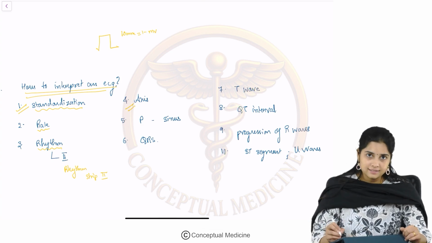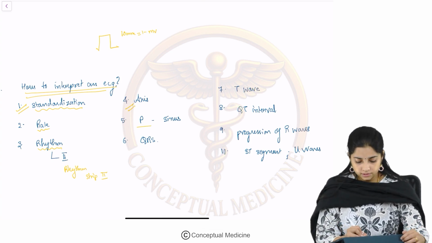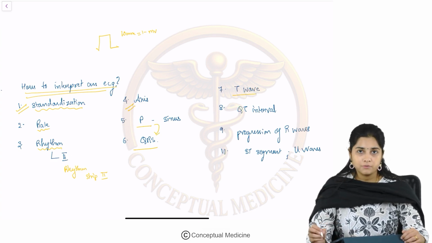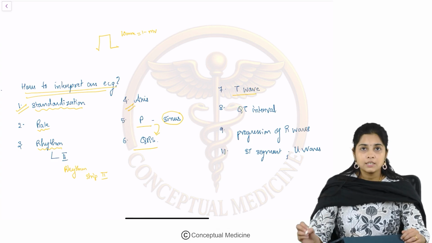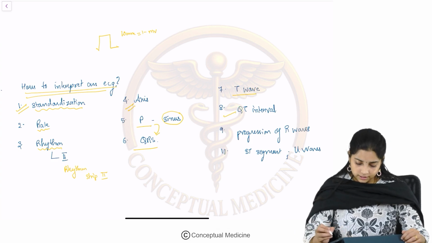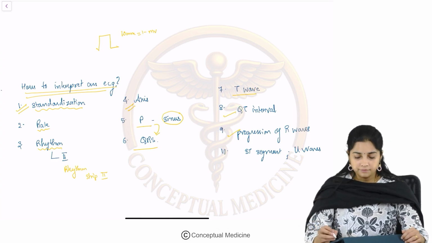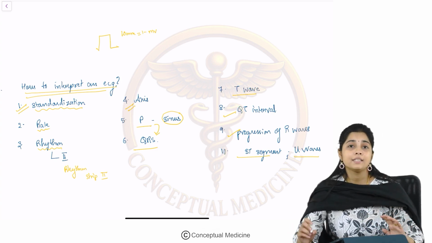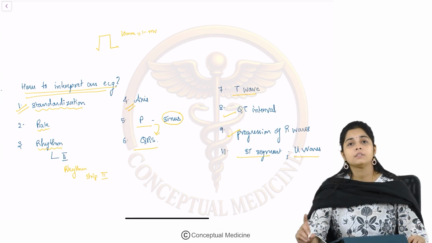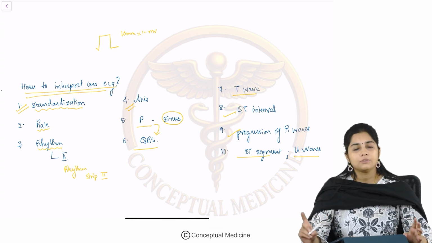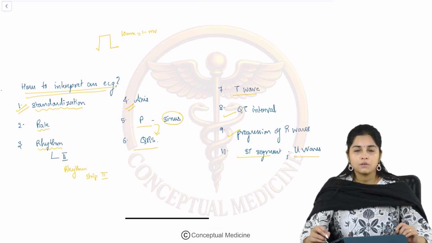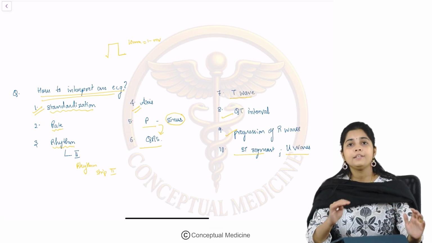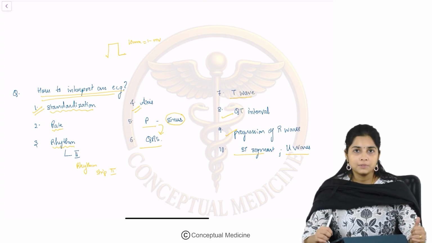Then you look for the axis. Then you look at the waves. You see your P wave, QRS complex, T wave. If each P wave is followed by a QRS complex, we call it a sinus rhythm. Then you look for the intervals, you look for the progression of R waves, you see the ST segment and the U waves. So this is how you should ideally report an ECG. Always go in the given particular order so that you do not miss any of the changes or any of the pathologies. Okay. So this brings us to the end of our discussion on a normal ECG.